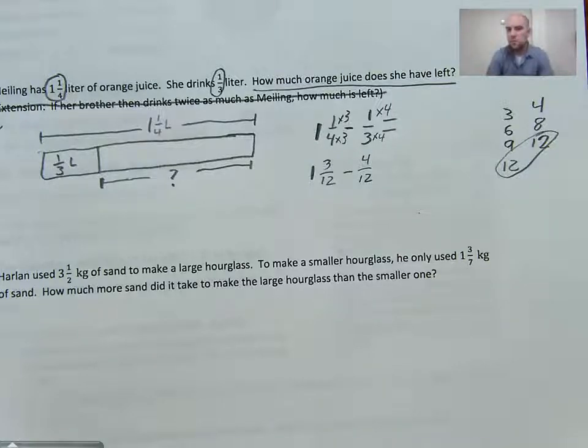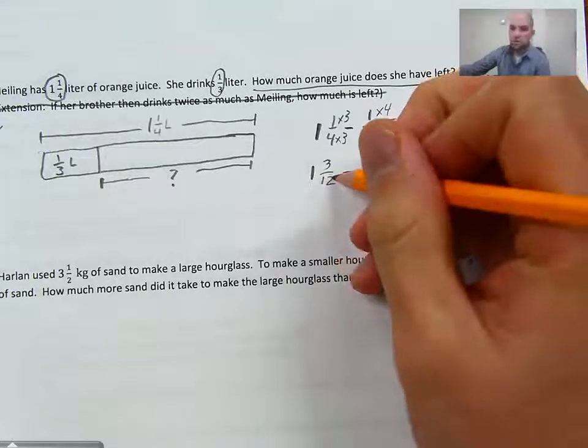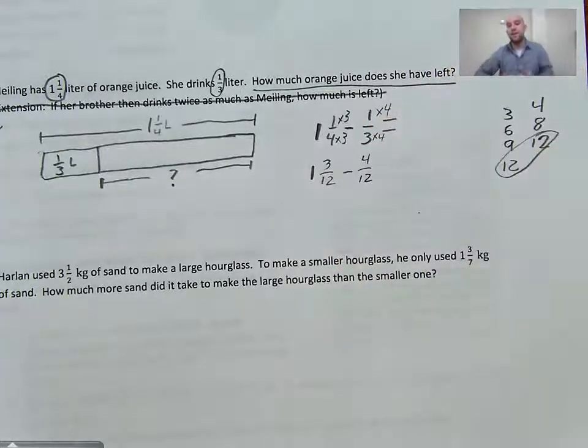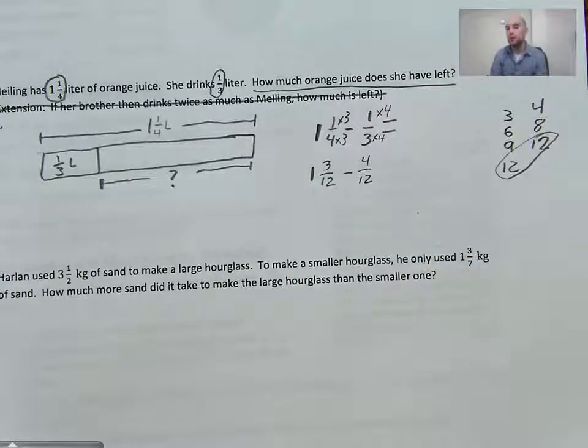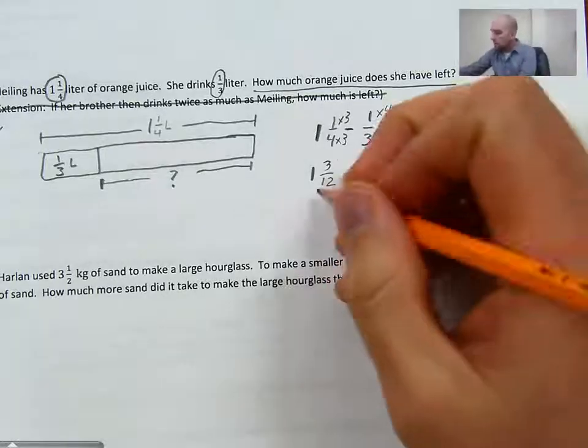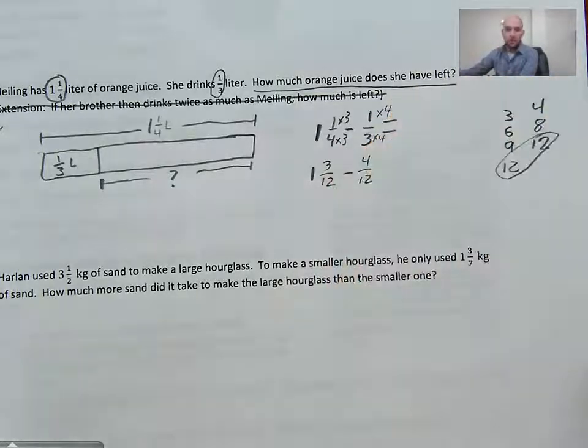So we can't do this one like we've done the other ones. We can't just subtract 4/12 from 3/12 because 3/12 is less than 4/12. So what we can do is turn this mixed number into an improper fraction. So we're going to make that 1 into 12/12. We're just borrowing from our 1. We're going to end up with an answer that's less than 1.